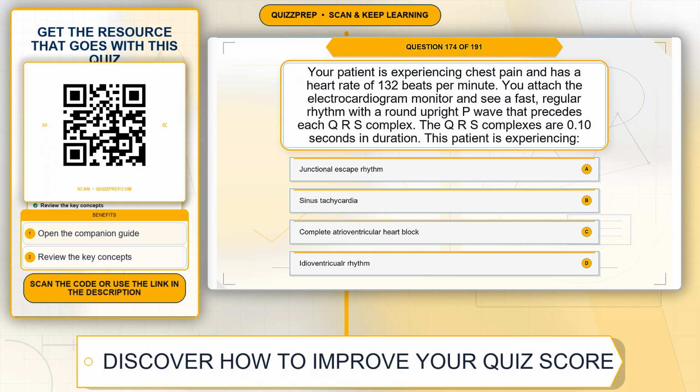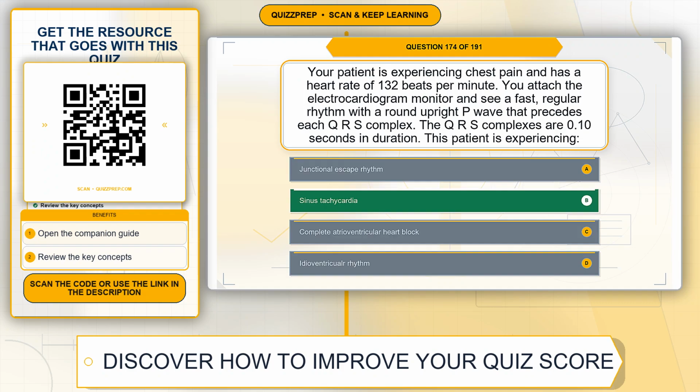Question 174. Your patient is experiencing chest pain and has a heart rate of 132 beats per minute. You attach the electrocardiogram monitor and see a fast, regular rhythm with a round upright P wave that precedes each QRS complex. The QRS complexes are 0.1 seconds in duration. This patient is experiencing: Option A, junctional escape rhythm. Option B, sinus tachycardia. Option C, complete atrioventricular heart block. Option D, idioventricular rhythm. The correct answer is option B, sinus tachycardia.